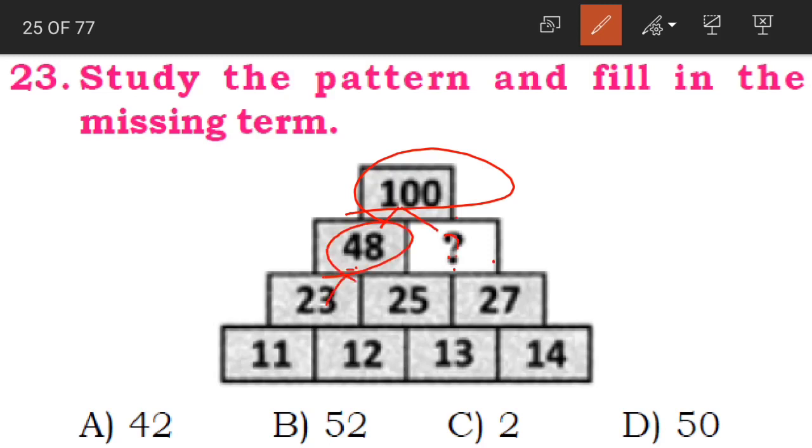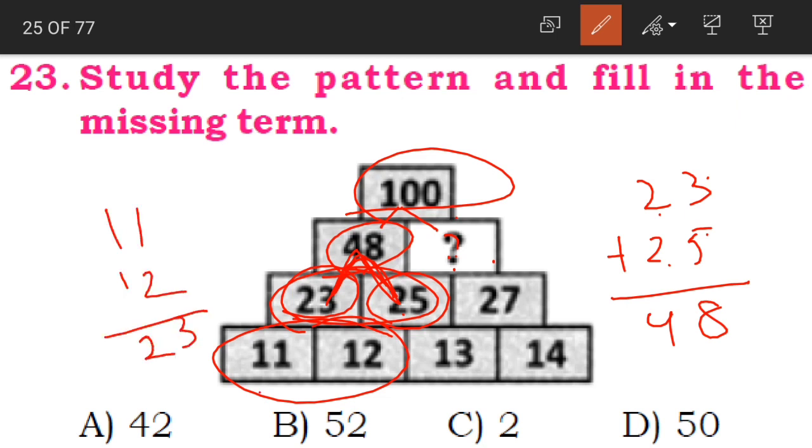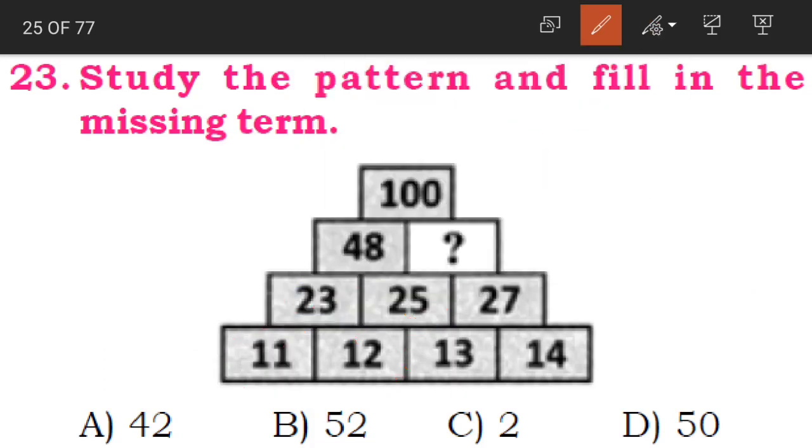Now 48, 23, 25. Yes children, see, if you observe, when we add 23 and 25, what will we get? 3 plus 5, 8, 2 plus 2, 4. So what can we say? When we add these two numbers, then we'll get the above number. Here also see, 11 plus 12. 1 plus 2, 3. 1 plus 1, 2. 11 plus 12 becomes 23. Yes, the same. When we add the below two numbers, we will get the upper number.